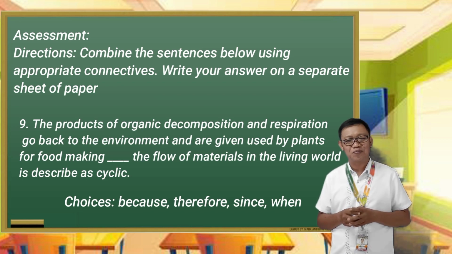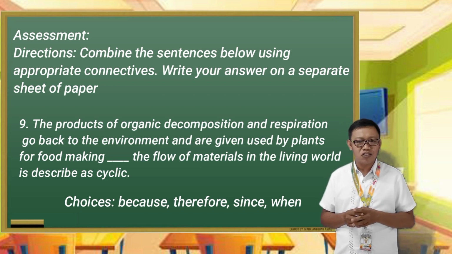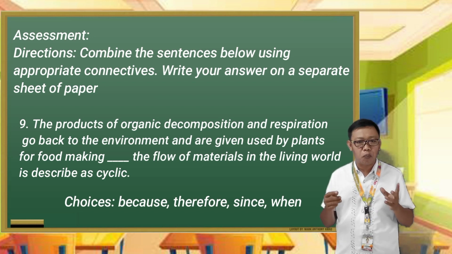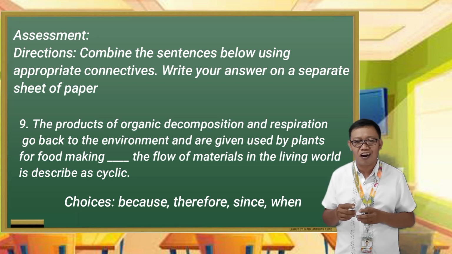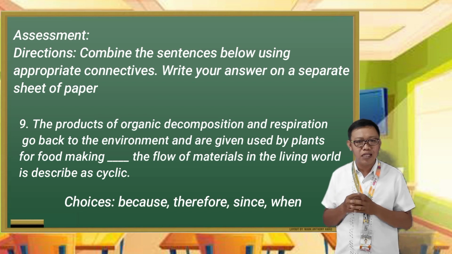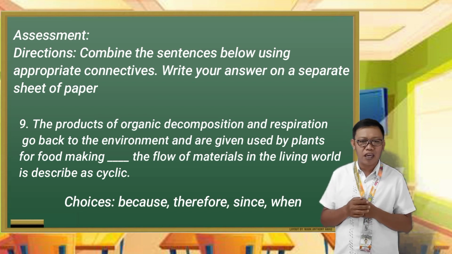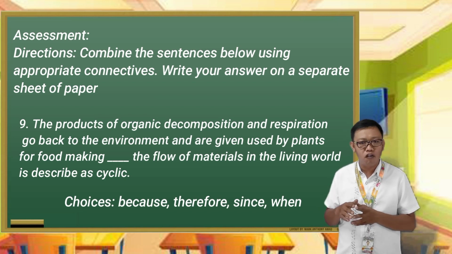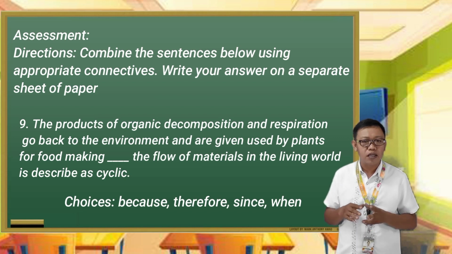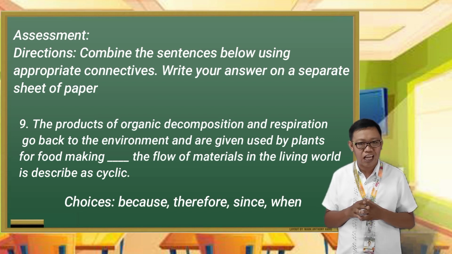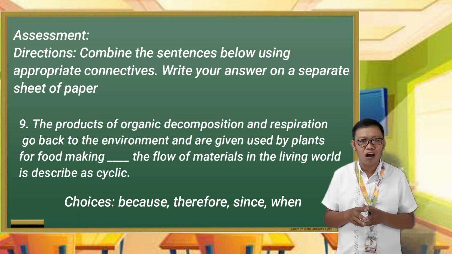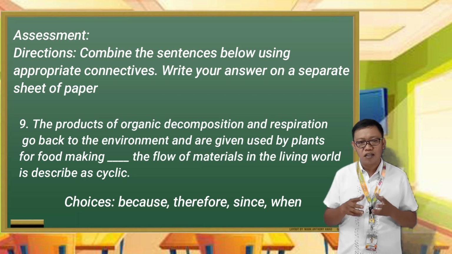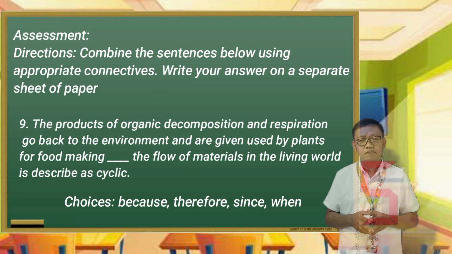Number 9. The products of organic decomposition and respiration go back to the environment and are given use by plants for food making. Blank. The flow of materials in the living world is described as cyclic. The choices are because, therefore, since, when.